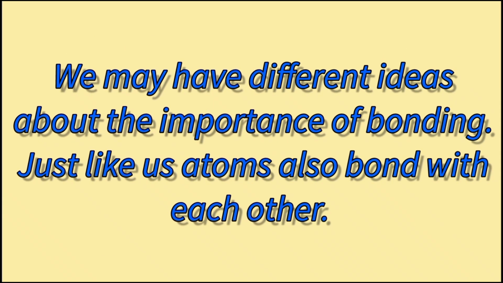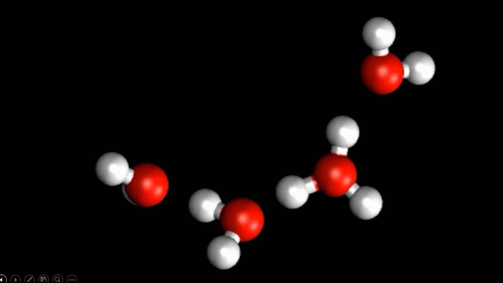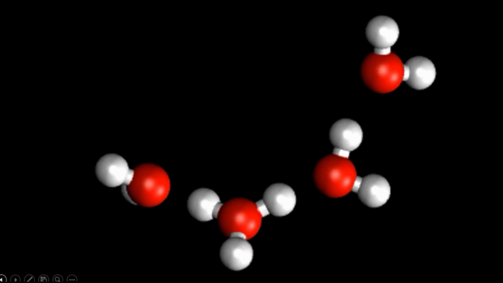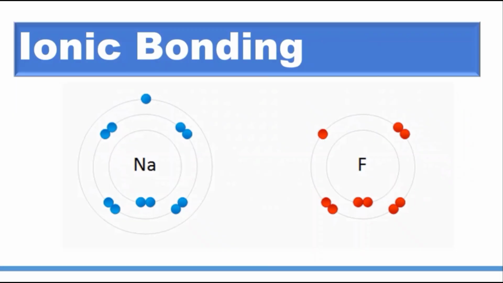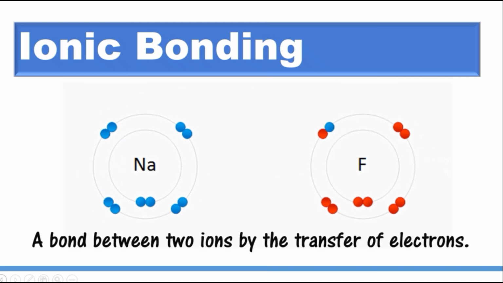We may have different ideas about the importance of bonding. Just like us, atoms also bond with each other. And one of these bonding is known as ionic bonding. So what is ionic bonding? It is a bond between two ions by the transfer of electrons.